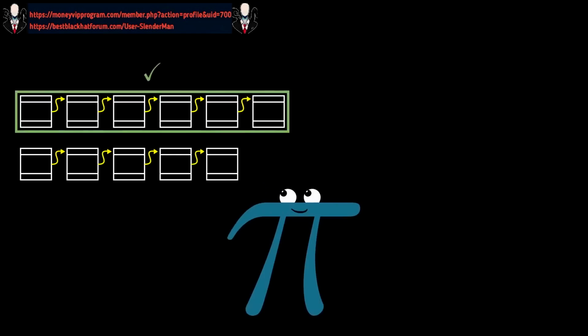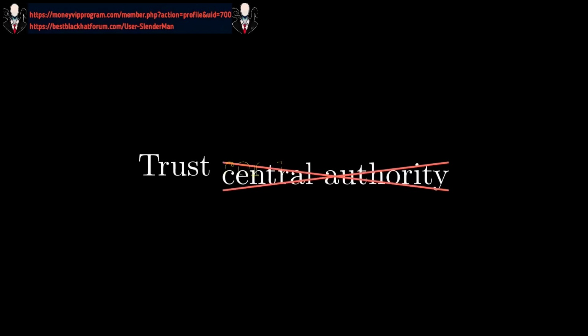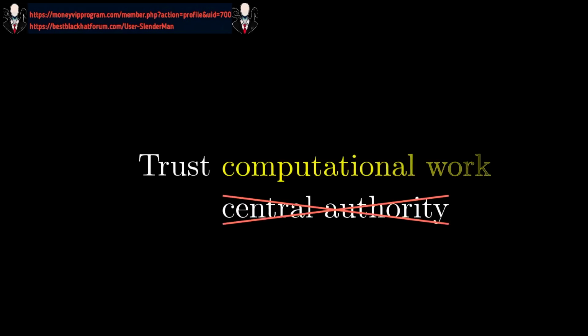So even though there's no central authority and everyone is maintaining their own copy of the blockchain, if everyone agrees to give preference to whichever blockchain has the most work put into it, we have a way to arrive at decentralized consensus.